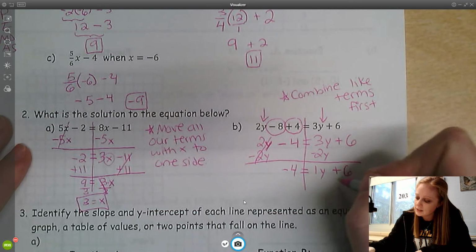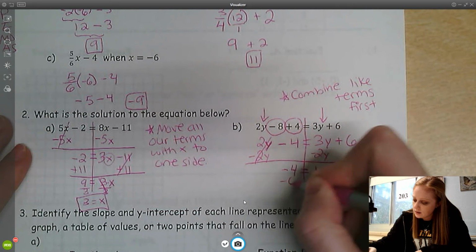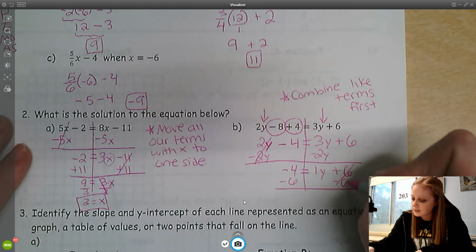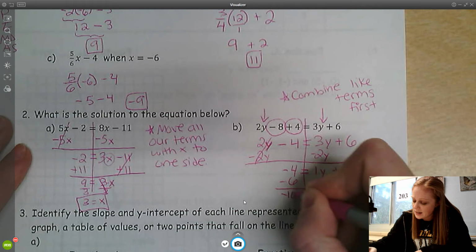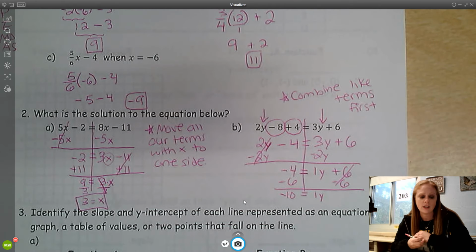Move all my constants to the other side. Minus 6 on both sides. 6 minus 6 cancels, that's 0. Now I have 1y equals negative 10 because negative 4 minus 6 is negative 10.